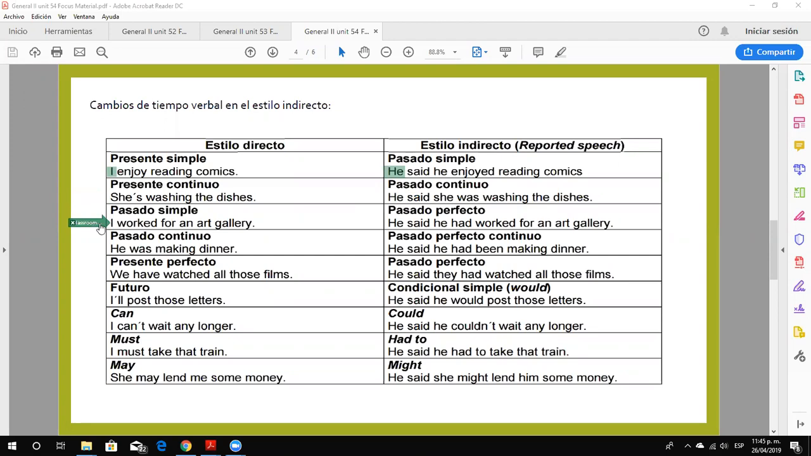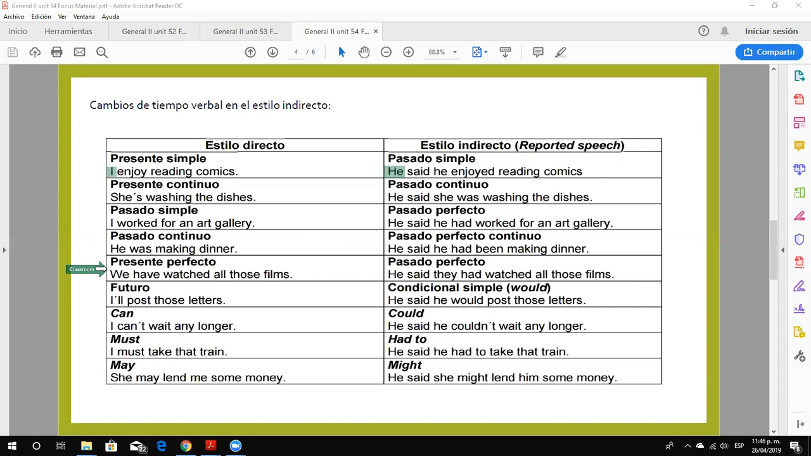Simple past: "I worked for an art gallery." We change it to past perfect: "He said he had worked for an art gallery." In direct speech, past continuous: "He was making dinner." In indirect speech, or reported speech, we change it to past perfect continuous: "He said he had been making dinner."